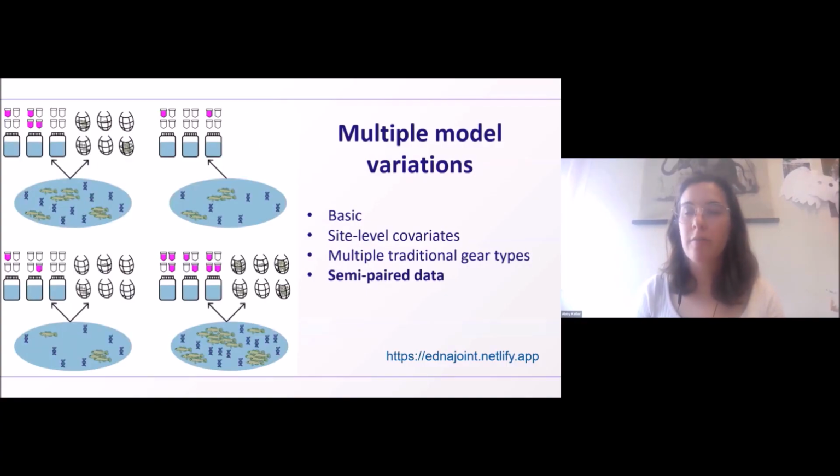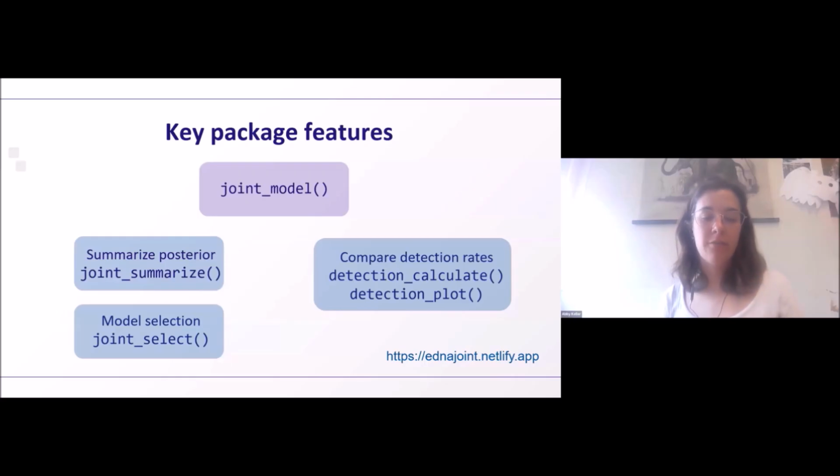And then finally, the model allows for semi-paired data. What I mean by this is scenarios where you have traditional samples from some sites, but not all. This means that you can make predictions about species density at sites where you've only collected eDNA data. The primary function of the package is a function called joint model, which is used to fit these models to your data. We also have a few additional functions that can be used to interpret model output.